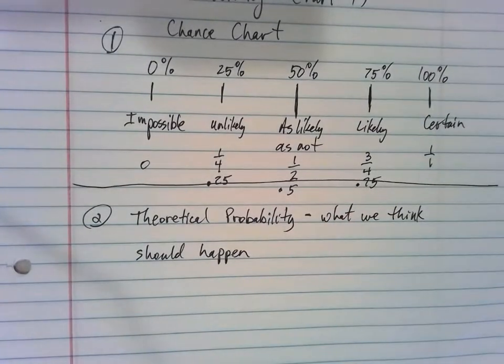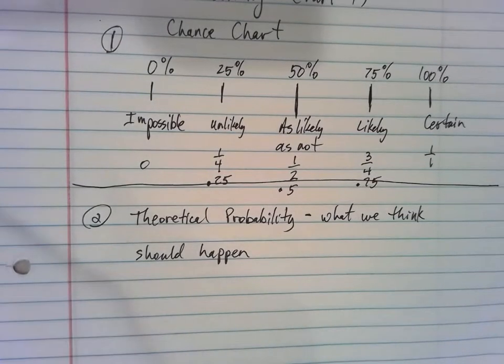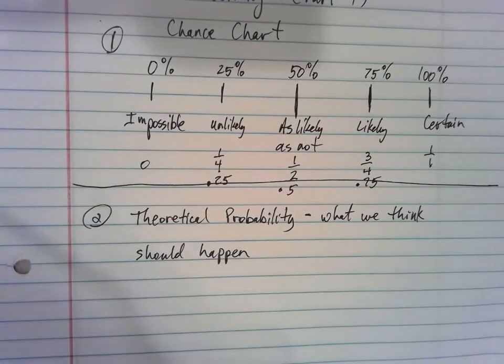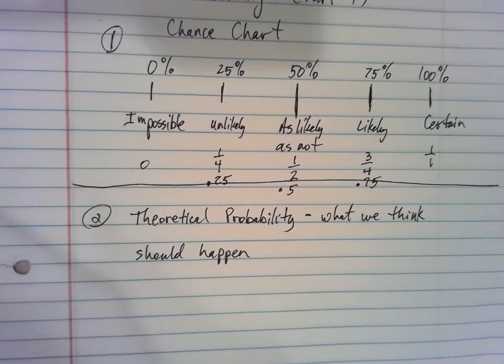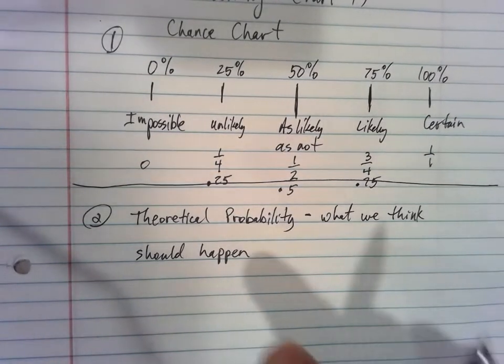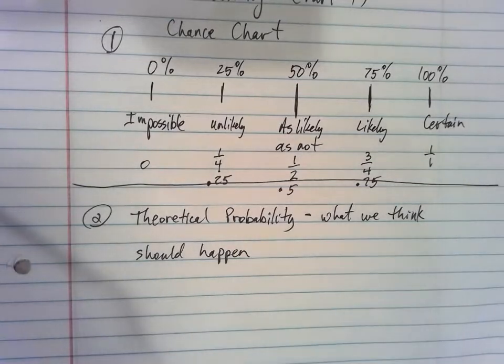Theoretical is before the experiment. So we think, hey, I got a coin, I'm going to flip it 10 times. I think I should get 5 heads and 5 tails. That's the theoretical probability, right? If you got a coin, you got 50-50 chance, so as likely as not of flipping a head versus flipping a tail. So if you flip it 10 times, theoretically you should get 5 heads and 5 tails.